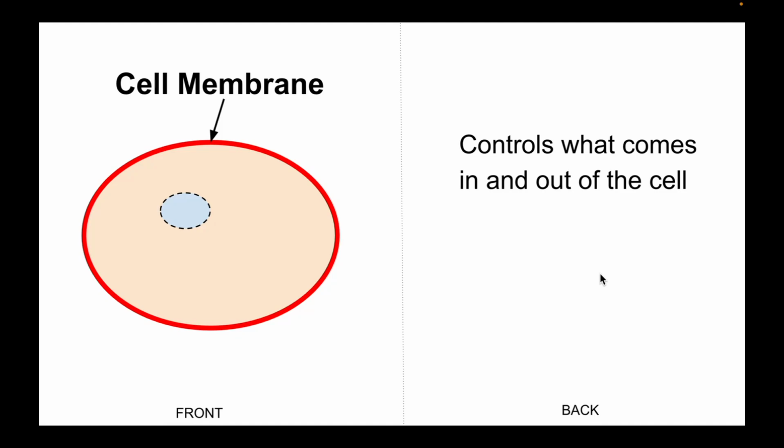Next card. What are those basic parts? Cell membrane. Cell membranes are in every type of cell. Your cells, my cells, plant cells, the fish in the back of our classroom, all of their cells have a cell membrane. This controls what comes in and out of the cell.